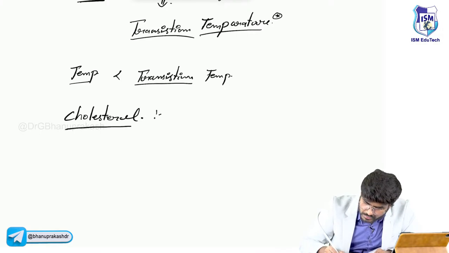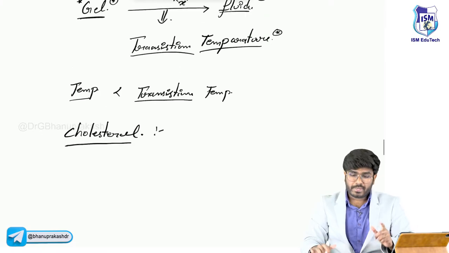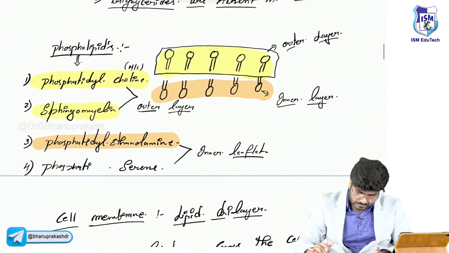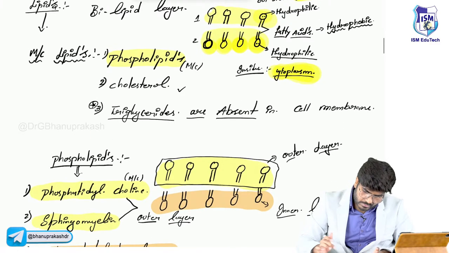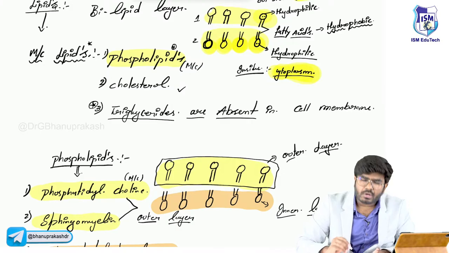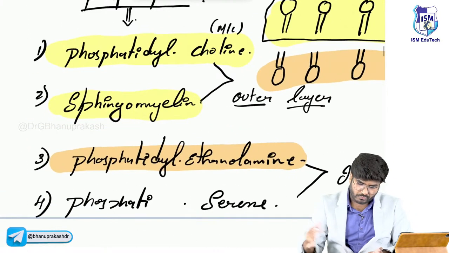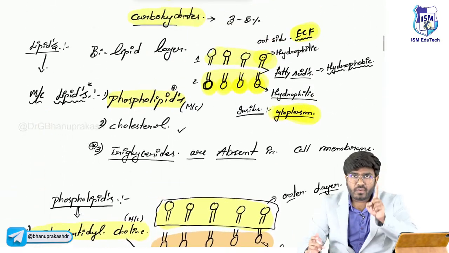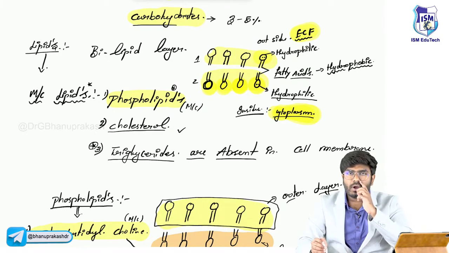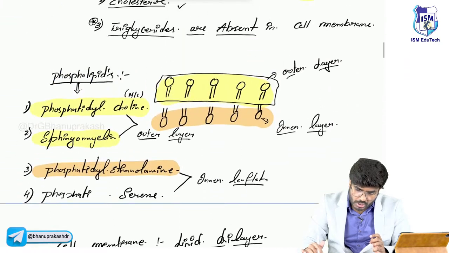Cholesterol, what will it do? Cholesterol in the cell membrane. Now, don't forget, guys, look here. I have explained this. The most common lipids are what? Phospholipids, sir. Okay, four types of phospholipids. Here I have shown you four types of phospholipids. Apart from phospholipids, I have also shown you cholesterol. Now, what is the important point that I have discussed about cholesterol?